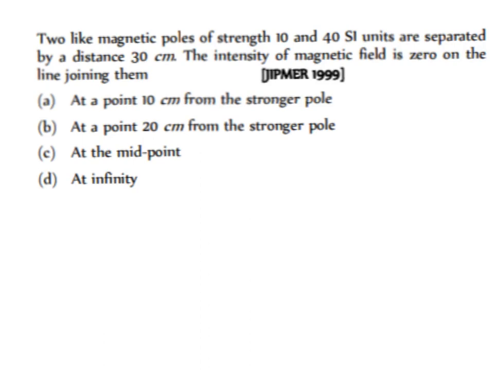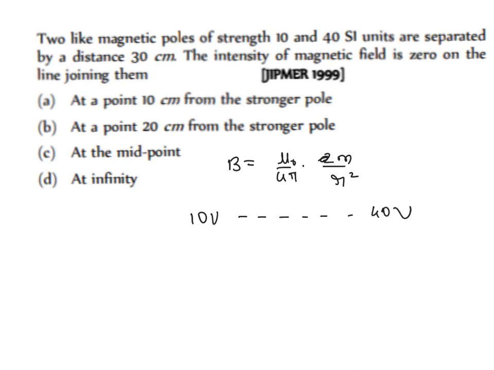As we studied in the first chapter, the magnetic field B equals mu naught divided by 4 pi into 2m divided by r square. Please try to remember this one, 2m divided by r square. Or else, taking the null axis, this is just m by r square. Try to remember that. So say this is 10 units and this is 40 units now.